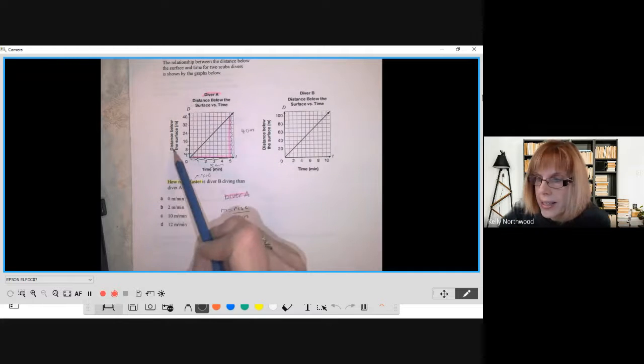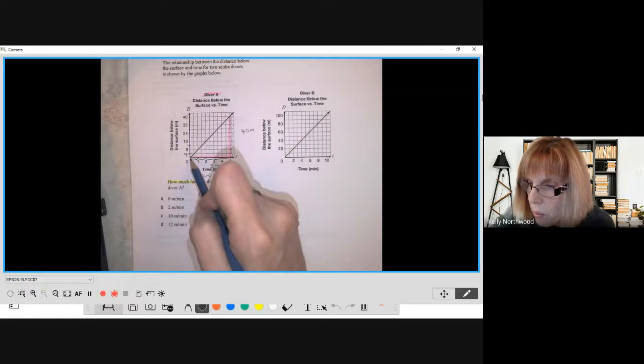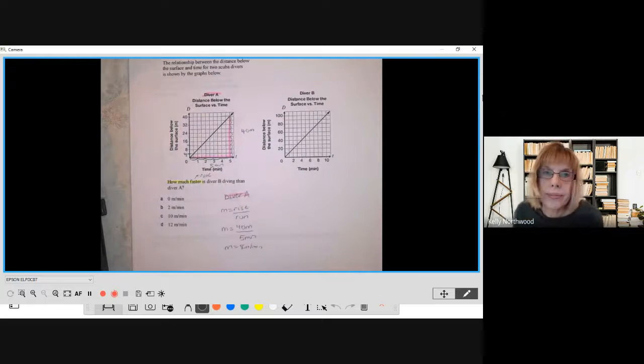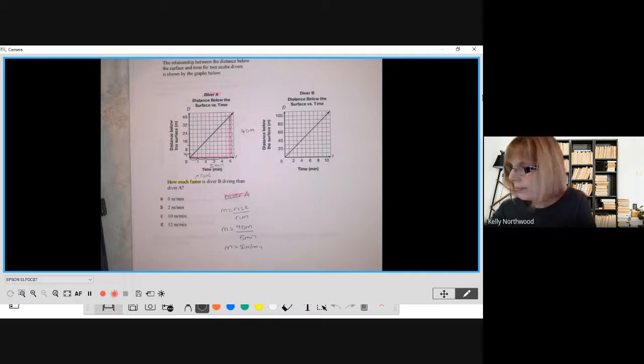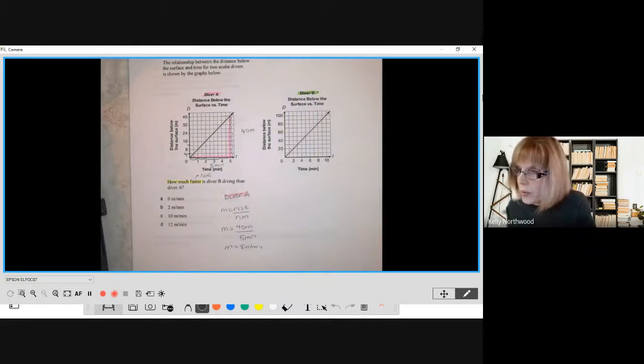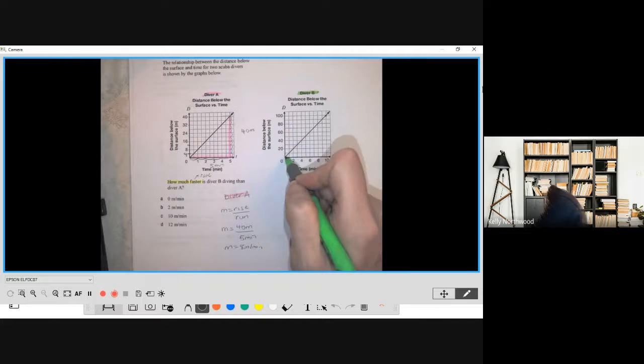You can see the axis here says distance below the surface. So 0 represents the surface of the water. And then by 5 minutes, he's 40 meters under the water. Okay. All right, then let's look at diver B. So diver B, I want to make a rate triangle for diver B as well. So this looks like a corner here and another corner here. So we can make a rate triangle.